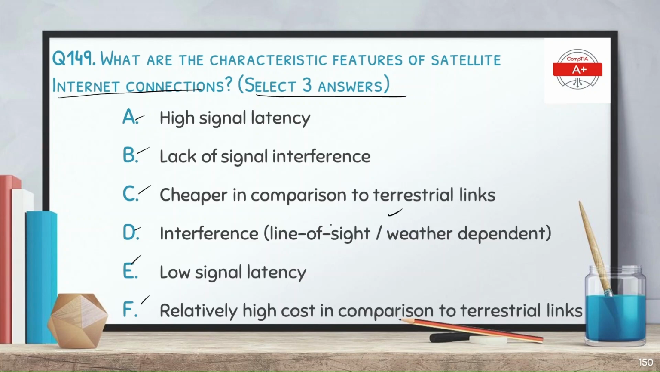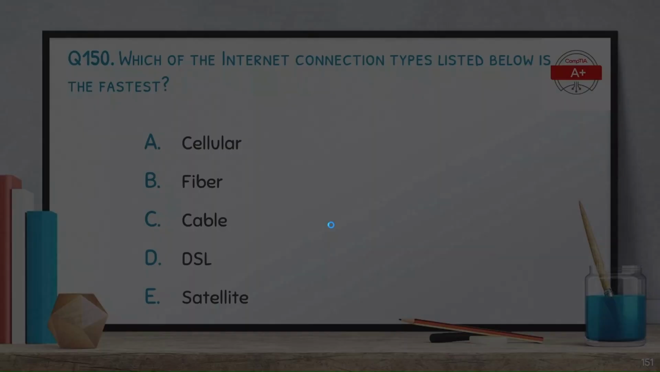And the correct options are that the satellite internet connection has high signal latency and there is interference due to requirement of line of sight, and this interference is caused by the weather condition, and it has relatively high cost as compared to the terrestrial links.